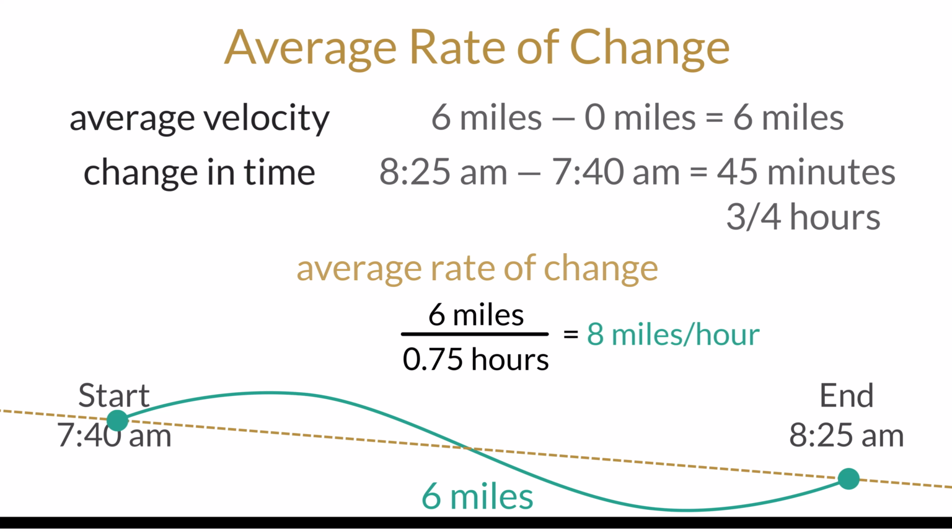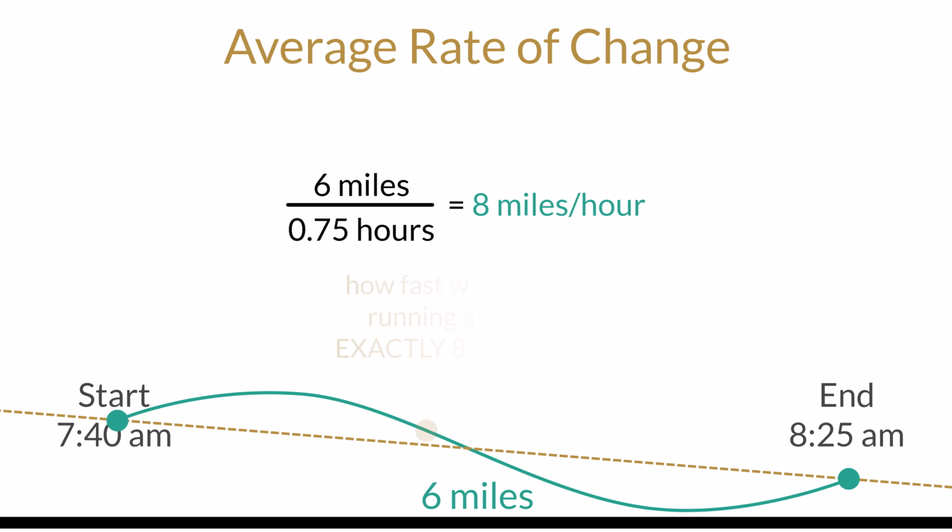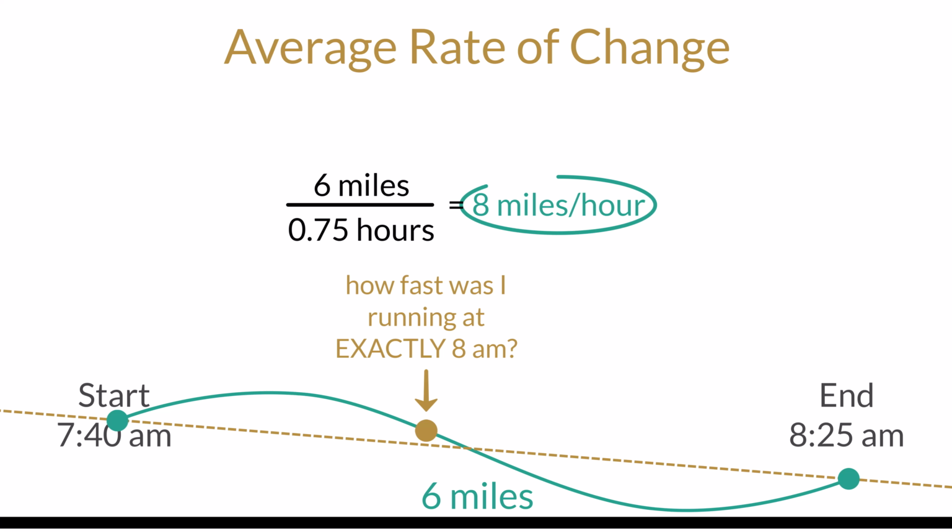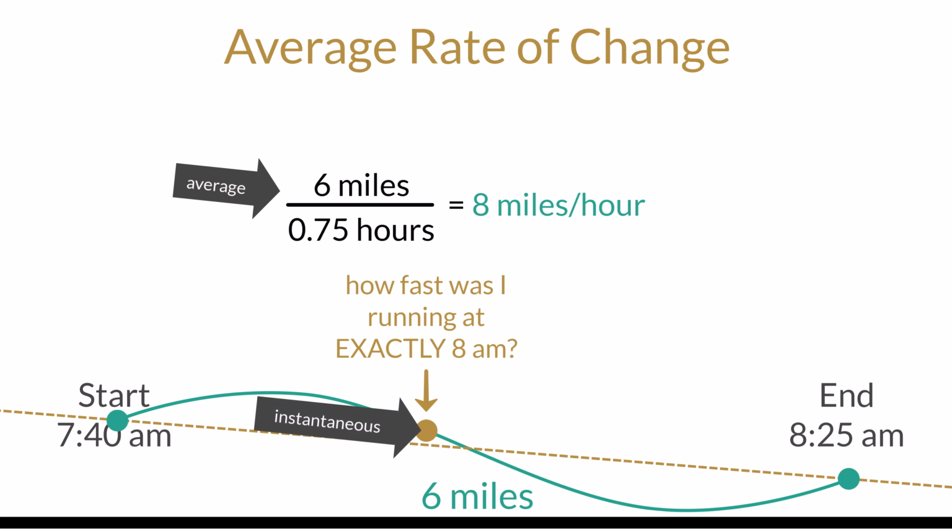If we think a little deeper on this rate, you might ponder, how fast was I running at 8 a.m.? Just because my average speed was 8 miles per hour does not mean that that is how fast I was running at every instant of my morning workout. So how can the average speed, which we calculated as the change in distance over the change in time, help us find my instantaneous speed at 8 a.m.?